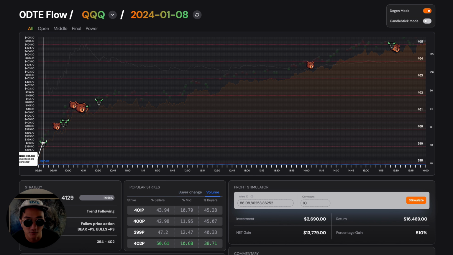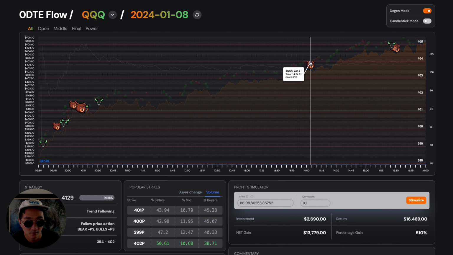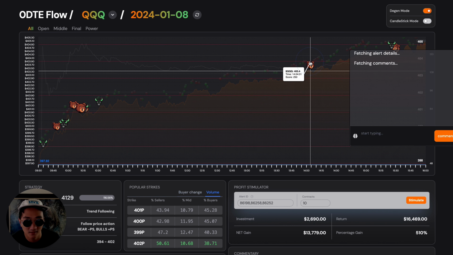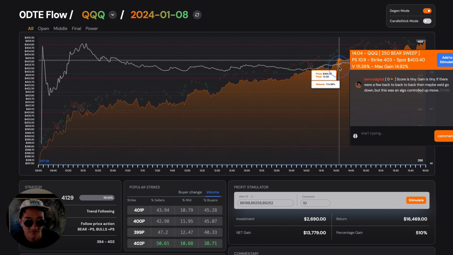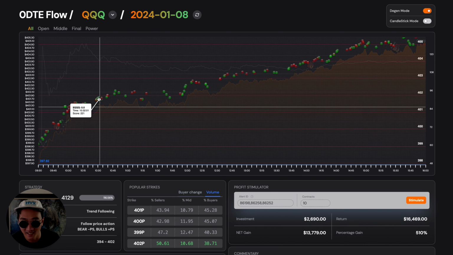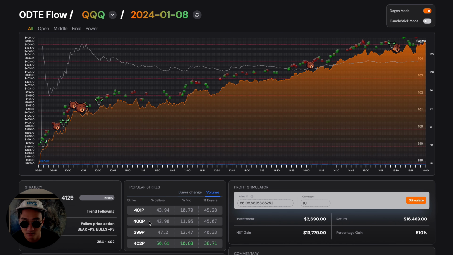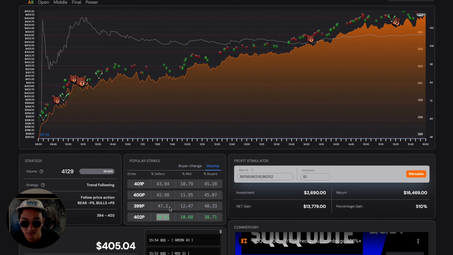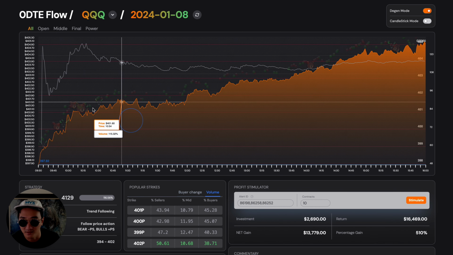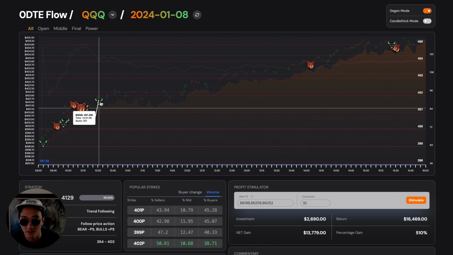QQQ, they didn't even try. I mean, they tried what? Was it 6 up, something like that? 15%. But again, we're looking at the price action. We're seeing here, oh my gosh, they're selling puts. What does that mean? It means we're going to go higher.